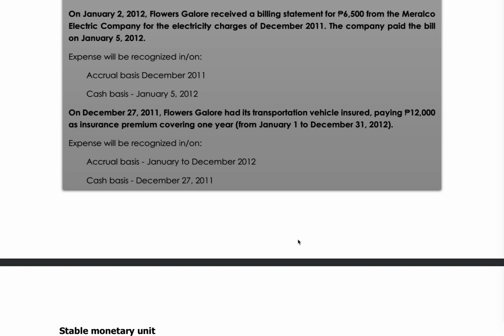Monthly ka magre-recognize. But if we're talking about cash basis of accounting, you will recognize the expense upon payment. So, recognize mo lahat on December 27, 2011. Unlike pag accrual basis, you will recognize it on a staggered basis, on a monthly basis, when each month of insurance premium is expensed or incurred.